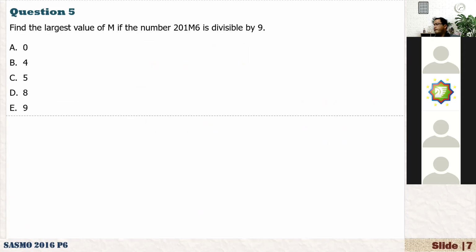Find the largest value of m if the number 201m6 is divisible by 9. I think it is E.